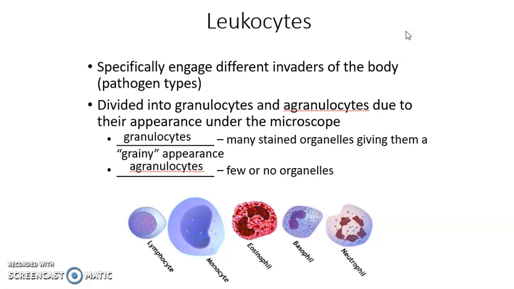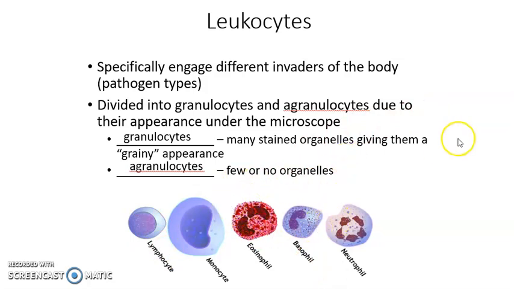So I'm just going to say leukocytes specifically engage invaders of the body. That's why you have five types, is that they are actually pretty good at specialized jobs depending on what type of leukocyte you have. Now, just by appearance, you can tell that you have sort of two different populations. One are called granulocytes, right? So you can break these five here into three.